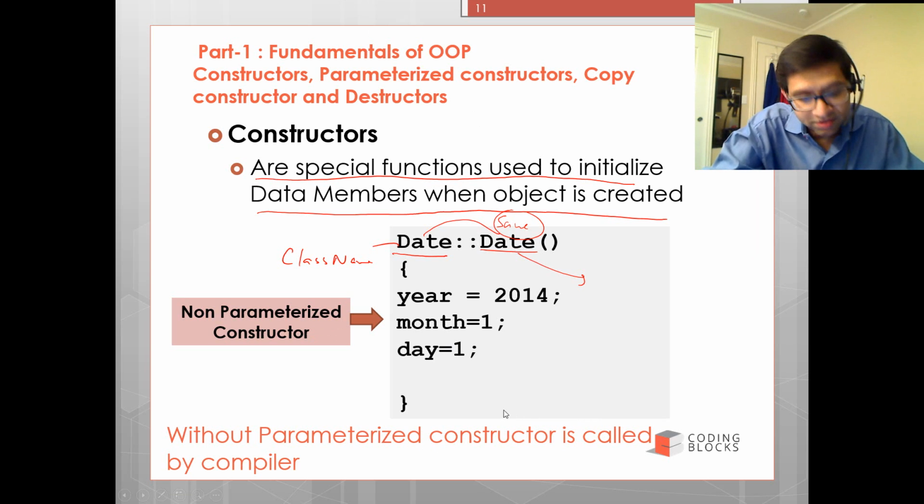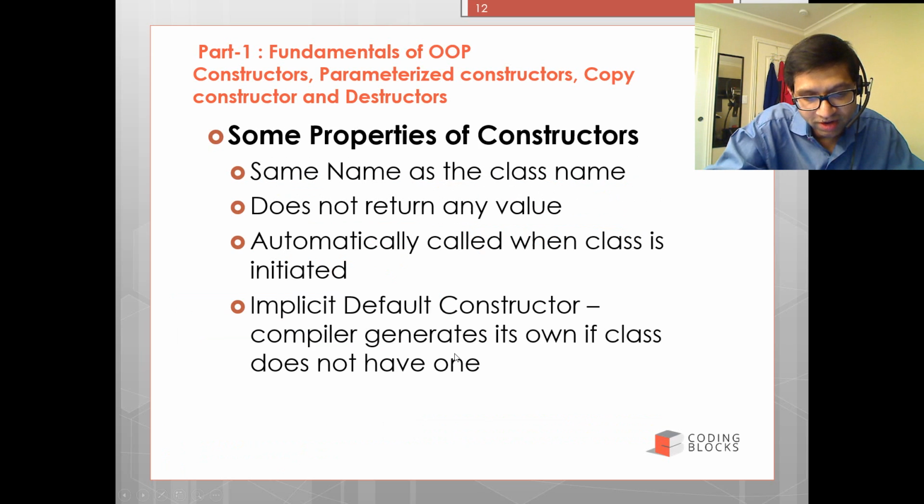The non-parameterized constructor is called by the compiler. Suppose I create a class where I am not supplying my own default, non-parameterized constructor. Still, the compiler will call a constructor. The compiler will automatically create the default constructor. I'll show this on the next slide.